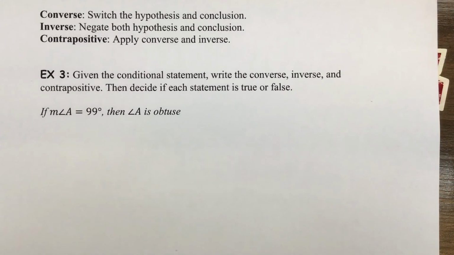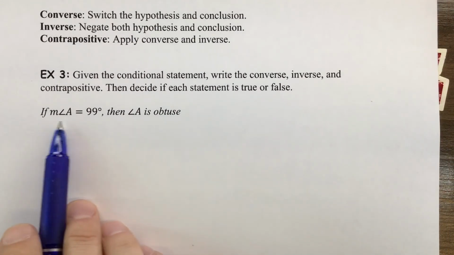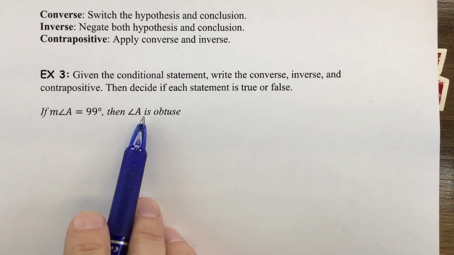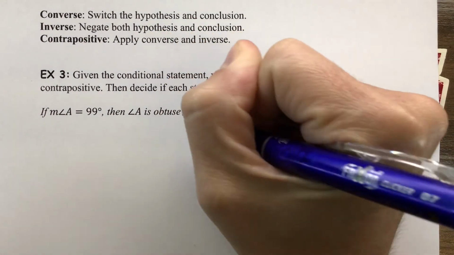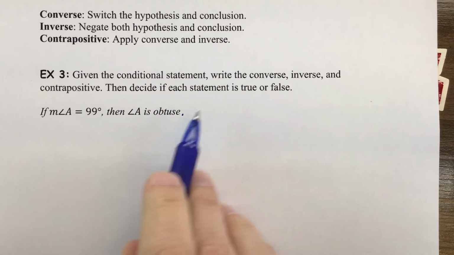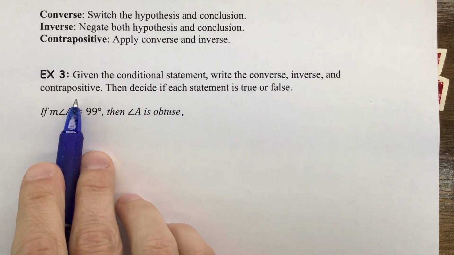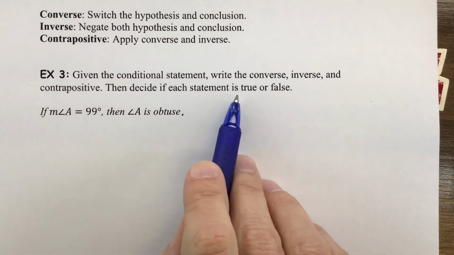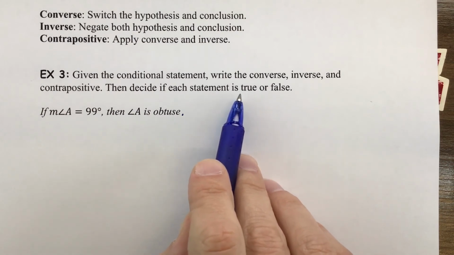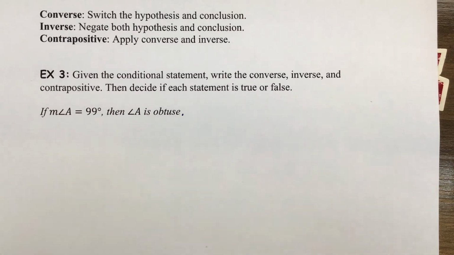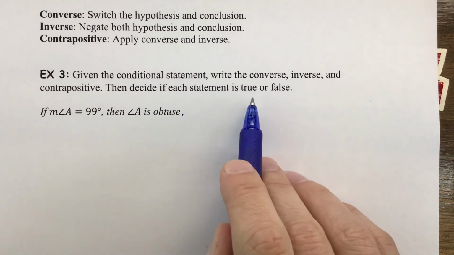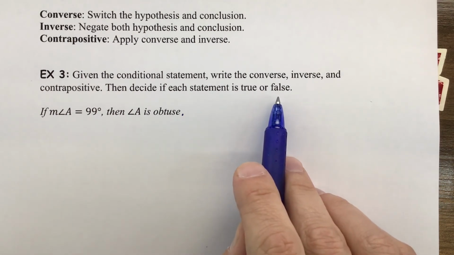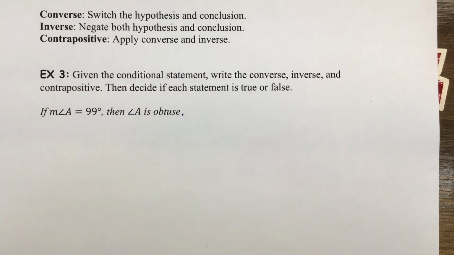For example 3, what we're going to do is take this conditional statement here, it should be a little period there, and write the converse, the inverse, and the contrapositive. In addition to that, we're going to think about whether they are true or false. If they're true, we're not going to worry about really defending the answer. It just should make sense based on the context. The false statements, we should be able to think of a counterexample that fits those.